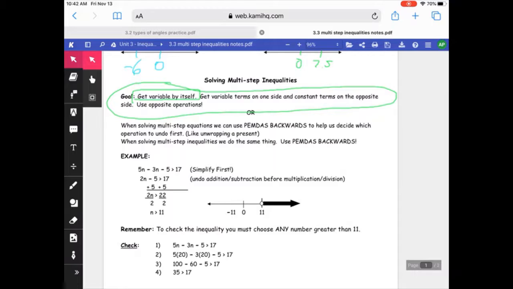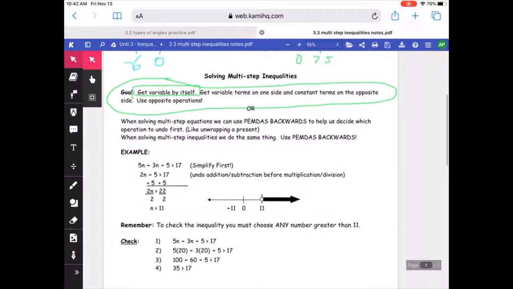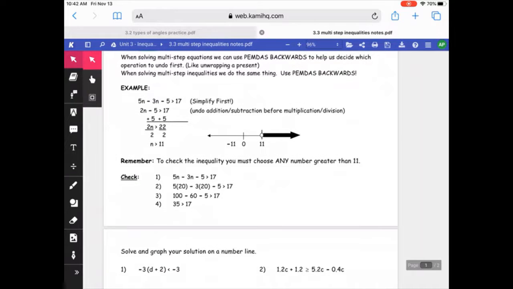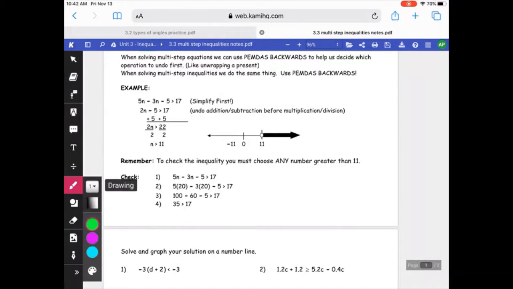So, multi-step equations, multi-step inequalities, pretty much exactly the same steps, except the only thing new is that we're going to graph it on a number line, which we've been doing in the one-step and two-step inequalities lessons as well. So, here we have an example. We have 5n minus 3n minus 5 is greater than 17. As always, we're going to simplify both sides first. Now, just as a review of what that means, we may have to do the distributive property.